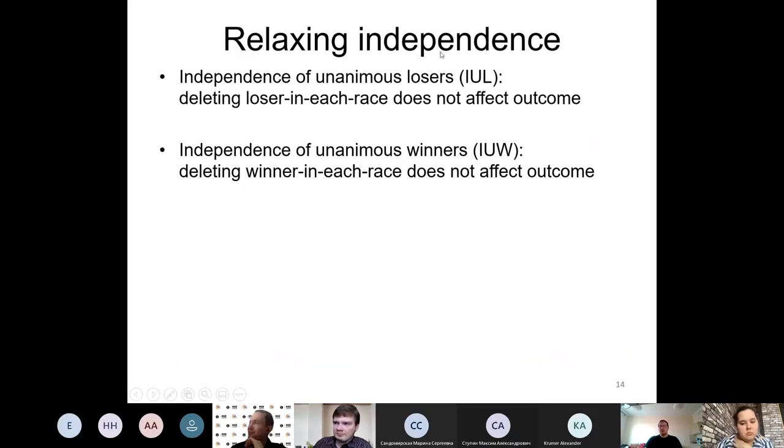Next, we can relax our independence condition, and we take it only for those candidates that are symmetric to other candidates. So it's independence of unanimous losers. So deleting a loser in each race does not affect the outcome. So a loser in each race is a candidate that was the last in every race. So it definitely is the worst candidate in all the profile. And also independence of unanimous winners claims that deleting a winner in each race does not affect the outcome.